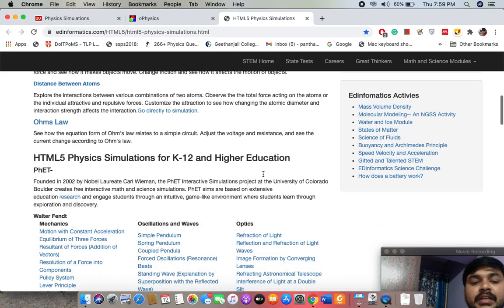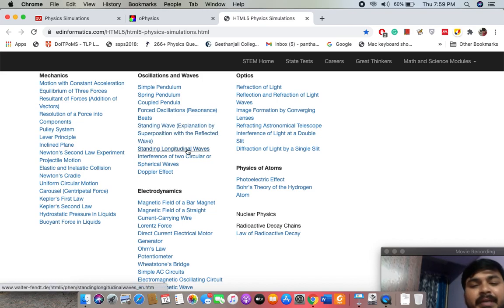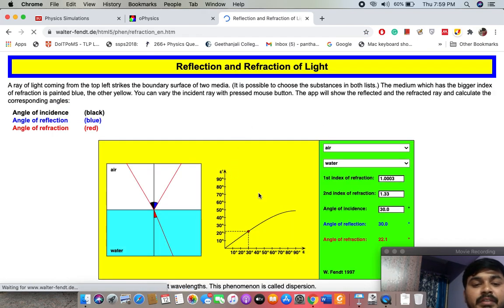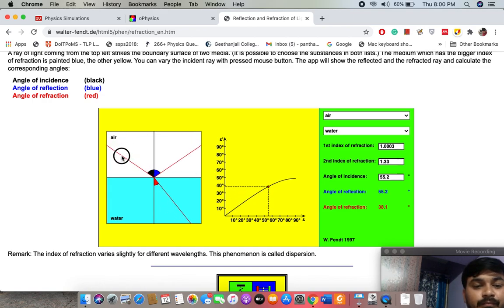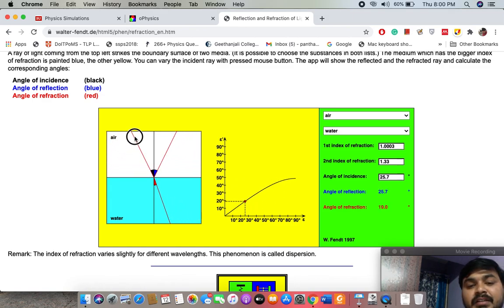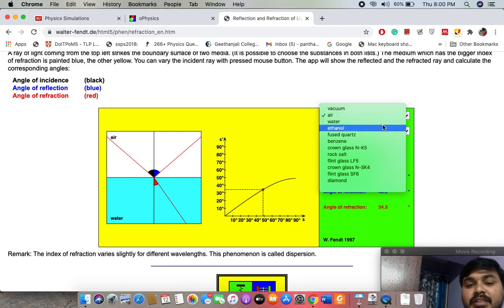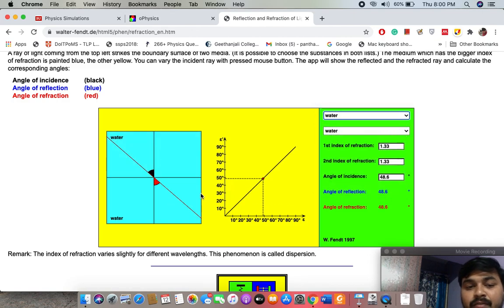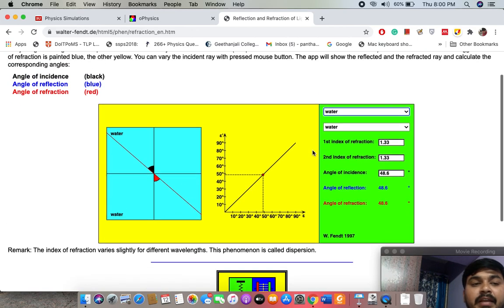Similar website, all intermediate level animations are available. Here also this is the list. It is a little complicated to get access to the animations. For example, if you want the refraction of light, you can just click on refraction of light. So this is the refraction of light. Here you can change the refractive index. You can change the first medium, for example water. Both are water. So what is happening? There is no refraction, only the light ray directly passes through. So this is the animation.